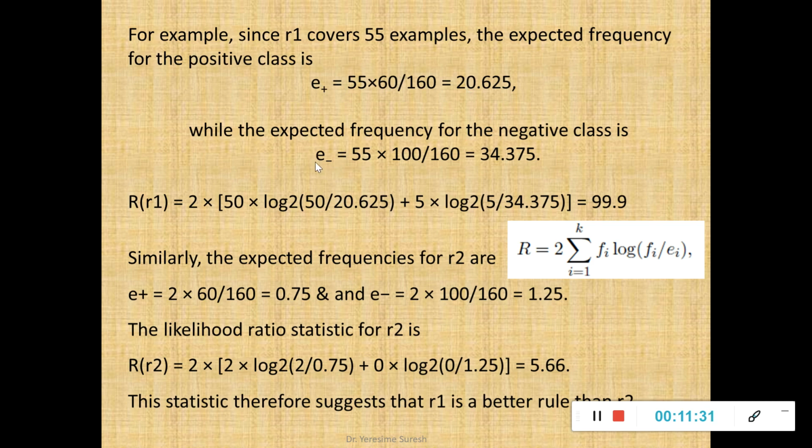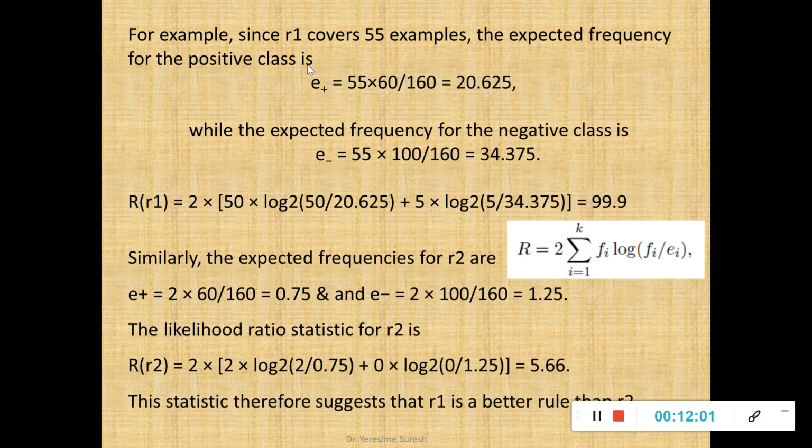Similarly, I am supposed to calculate the negative expected frequency. How? Again, for rule R1, the total number of instances covered, irrespective of positive or negative, is 55, but I am multiplying by 100. Why? Because the number of instances in your training set which are negative is 100, positive instances were 60, 100, divided by the total number of instances in the training set, 160. I'll calculate the expected frequency as 34.375. I hope it is clear.